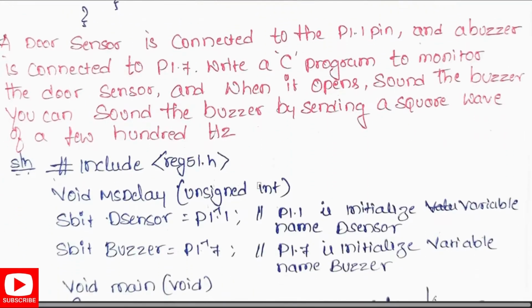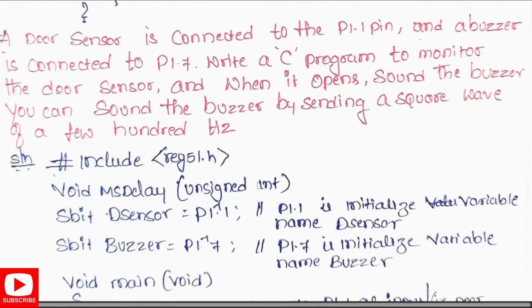Then this is also an important one. A door sensor is connected to P1.1 and a buzzer is connected to P1.7. So you have to write a C program to monitor the door sensor, and when it opens, sound the buzzer. You can sound the buzzer by sending a square wave of 100 hertz. So this is an application question which you can expect.